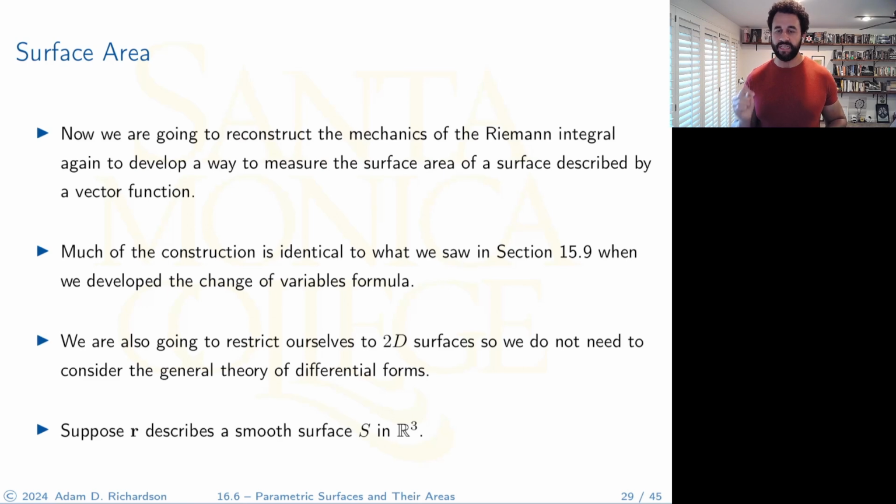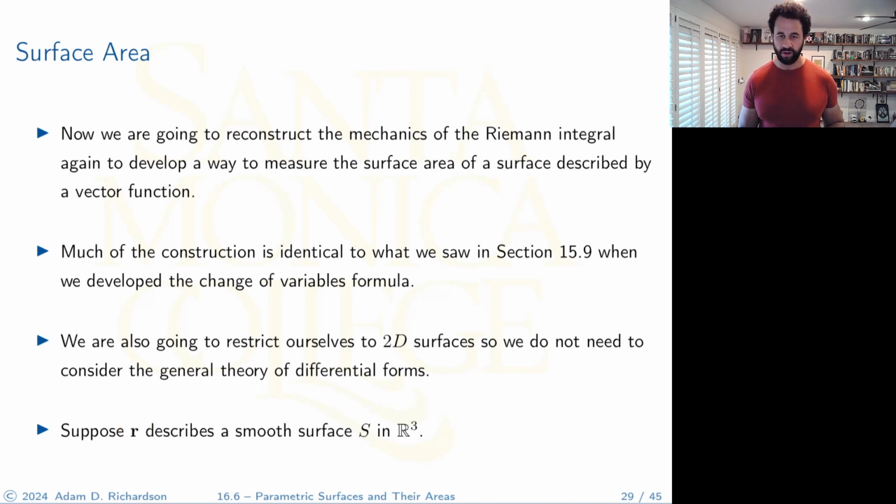The reason for that is if we wanted to compute the surface area of a hypersurface, for example, we would need to generalize the cross product. So we're not going to worry about that in this class. Some of you can worry about it later when you take a course on differential geometry and such. So here's how we're going to do it.